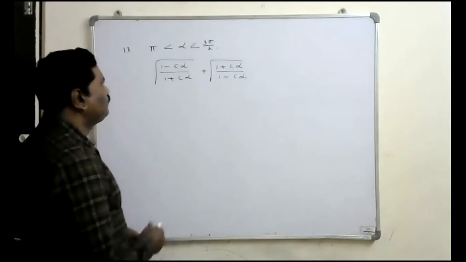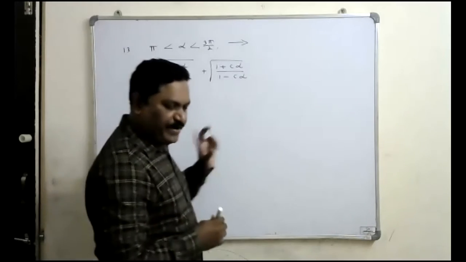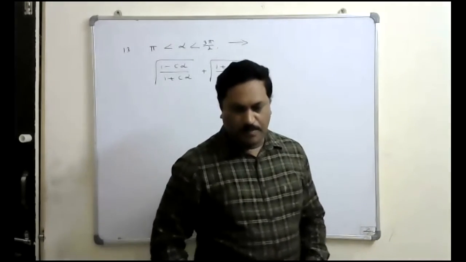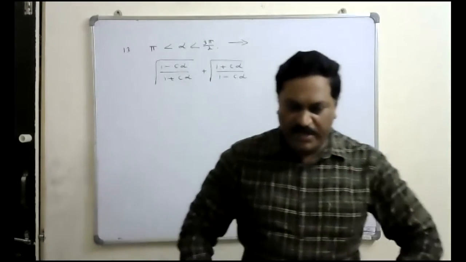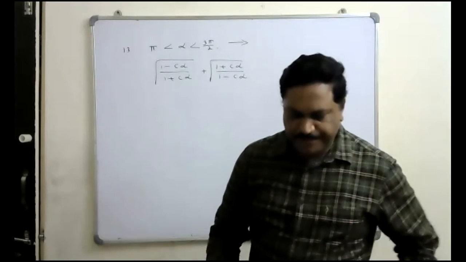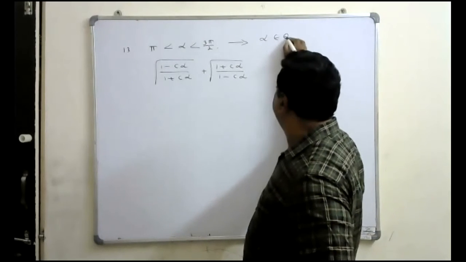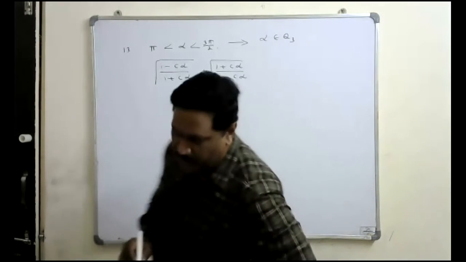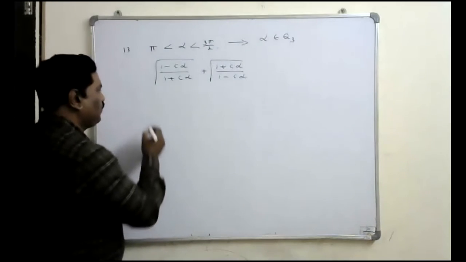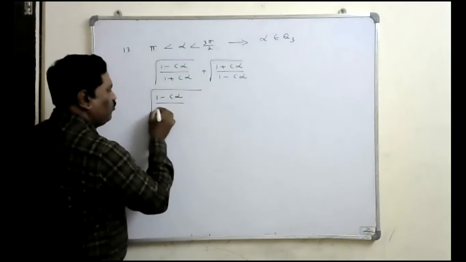Just observe here. Here, alpha is going to lie between pi to 3 pi by 2. So pi to 3 pi by 2 means in which quadrant does alpha lie? Third. Alpha lies in the third quadrant. So here also, within the square root, multiply and divide by the numerator.